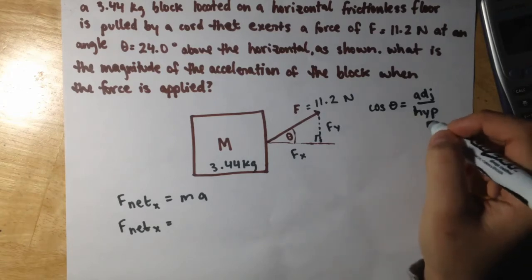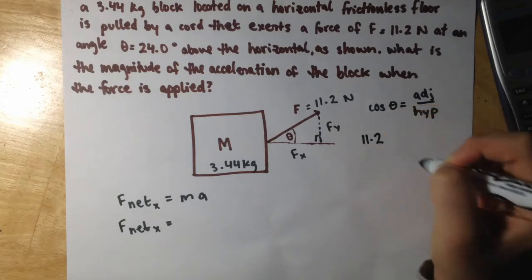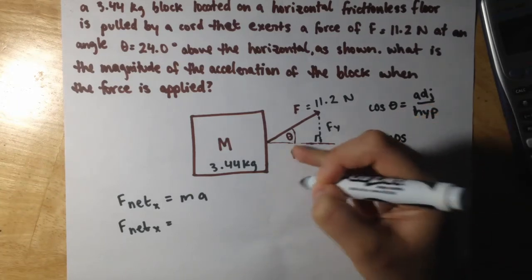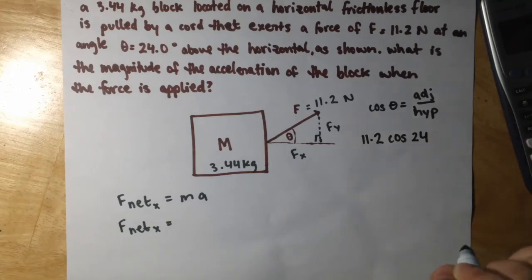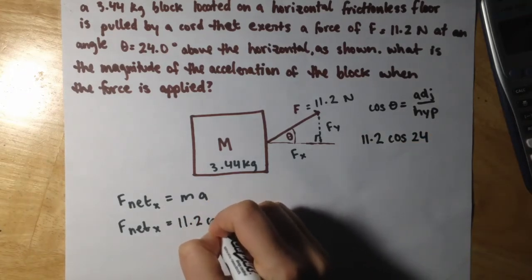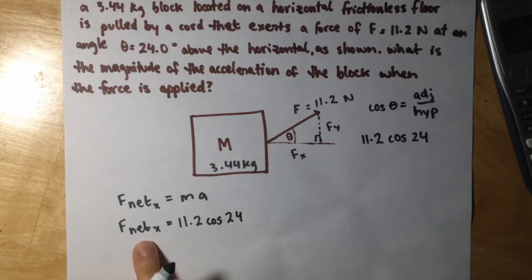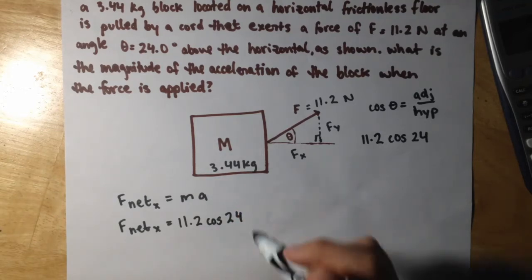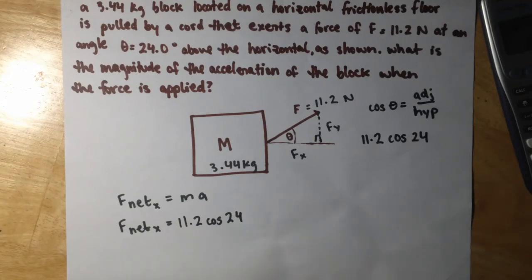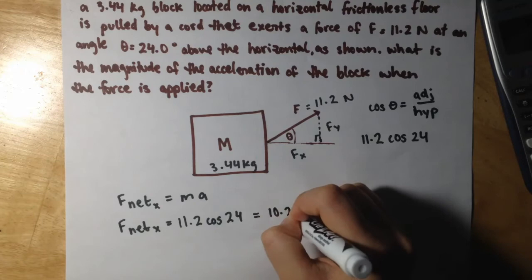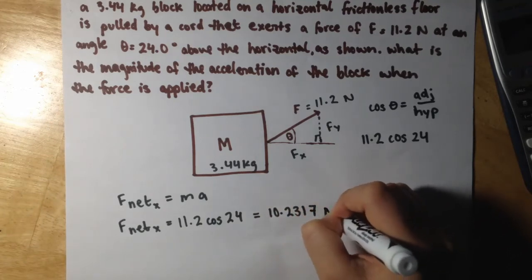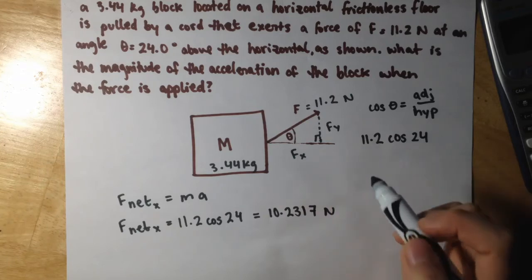and we get 11.2 times the cosine of theta, which is 24 degrees. F net x will be equal to this since this is a horizontal frictionless floor and the only force acting on the mass is this rope that's pulling it. So we can put that into the calculator and we get 10.2317 newtons as the force in the x direction.